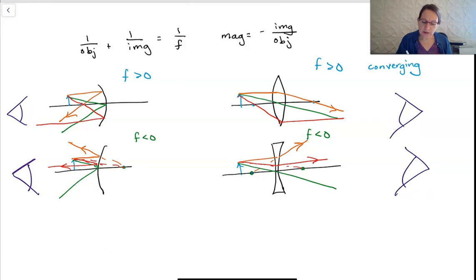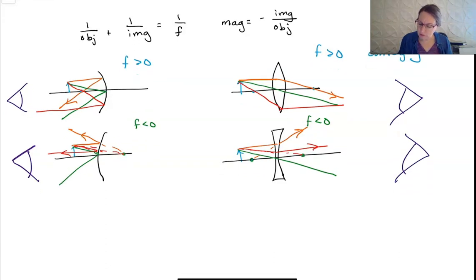And so in this case, we're looking for where these rays are all converging, and they're going to kind of converge right about here. For this one, this lens, the rays are all diverging, so they're not going to come together. They're going to come together back here, sort of along that. So right about there. So that's where your image is.